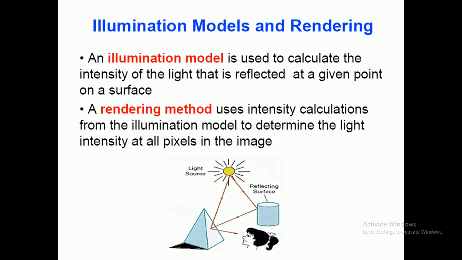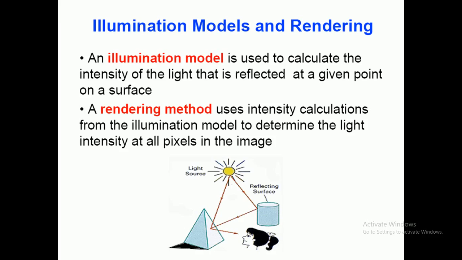Depending on whatever is reflected, we will say that it is a shiny surface, that it is this color, that it is that color, all those things. To calculate the intensity of that light, whatever light has reflected and entered into your eye after falling on the object, that is called illumination model. To calculate that intensity, we have different illumination models in OpenGL and computer graphics.